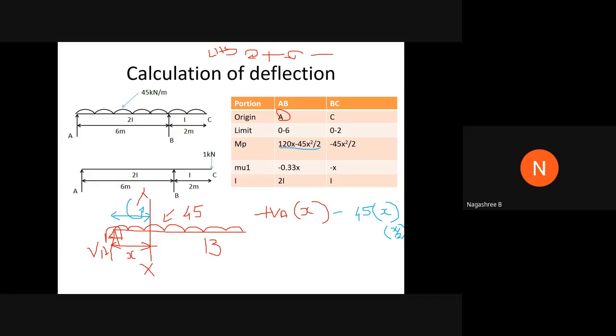Is this step clear, all of you? The MP calculation for the section X. Is this clear? Yes, ma'am.